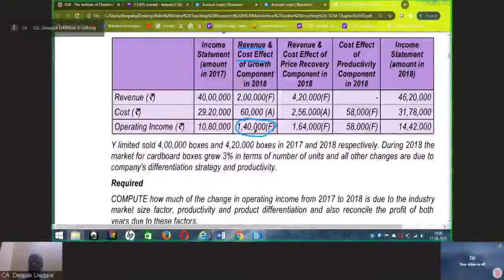So here the growth is really big, 3%, that is industry growth. So 1,40,000 multiplied by 12,000. The 3% of 4 lakh is 12,000. 12,000 units or 12,000 boxes has increased because of increase in the market size. So 1,40,000 multiplied by 12,000 divided by 20,000. Look at these calculations which are given.